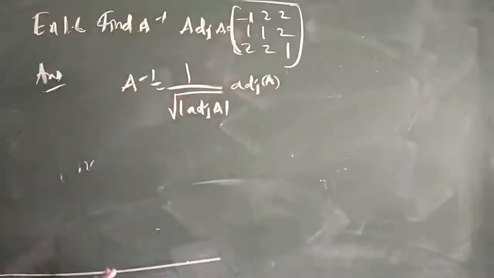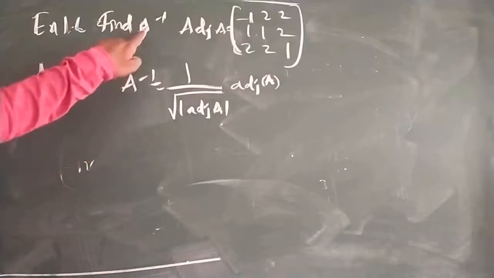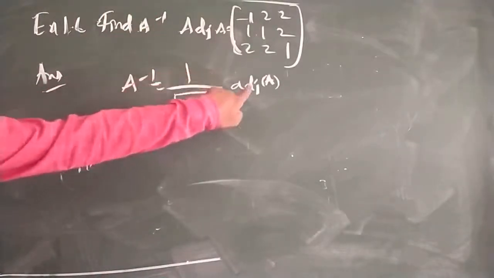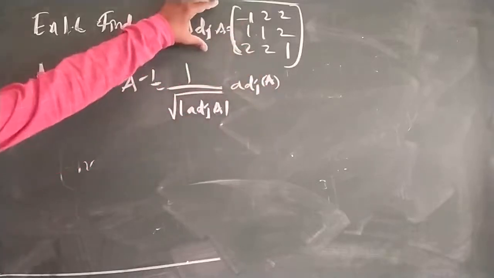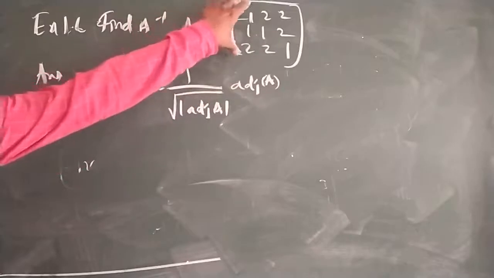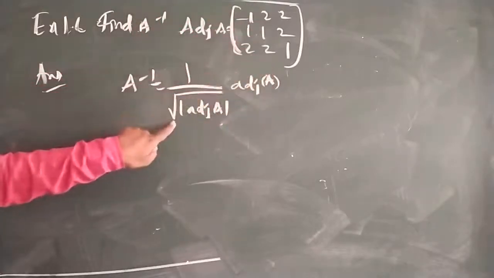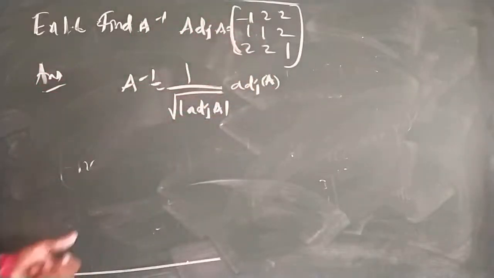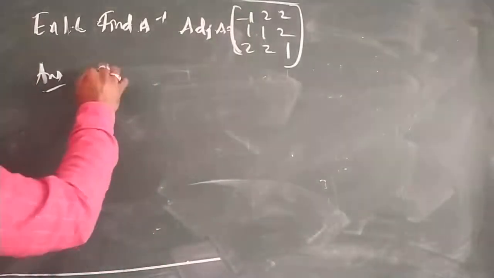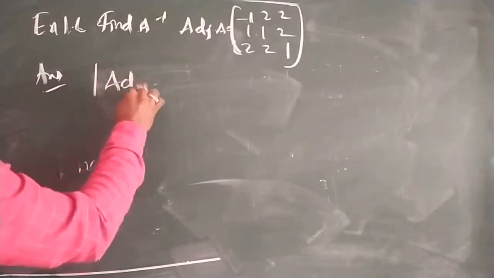Adjoint A. If we are asked to find A inverse, we use the same formula as previously, but there is no need to take another adjoint of the given adjoint matrix. Whatever adjoint matrix is given, we can put it directly here, but we need to find the determinant of that adjoint matrix. So let us first find the modulus of adjoint A.